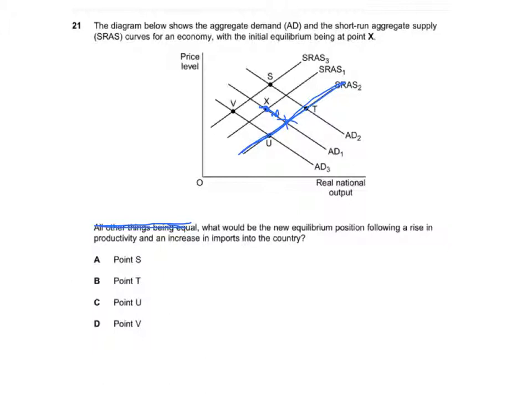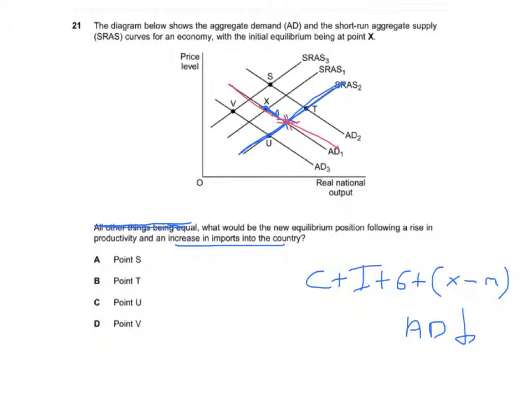Okay, so the second thing is there's been an increase in imports. Now we know imports, when we talk about C plus I plus G plus X minus M, we know imports are bad for aggregate demand. So if there's an increase in imports into a country, AD is going to be going down. So from this point, that X point that I did here, we need AD to go down. So we're going to shift from this line down to this line. Okay, and by doing that, we end up at U. So the answer is C.